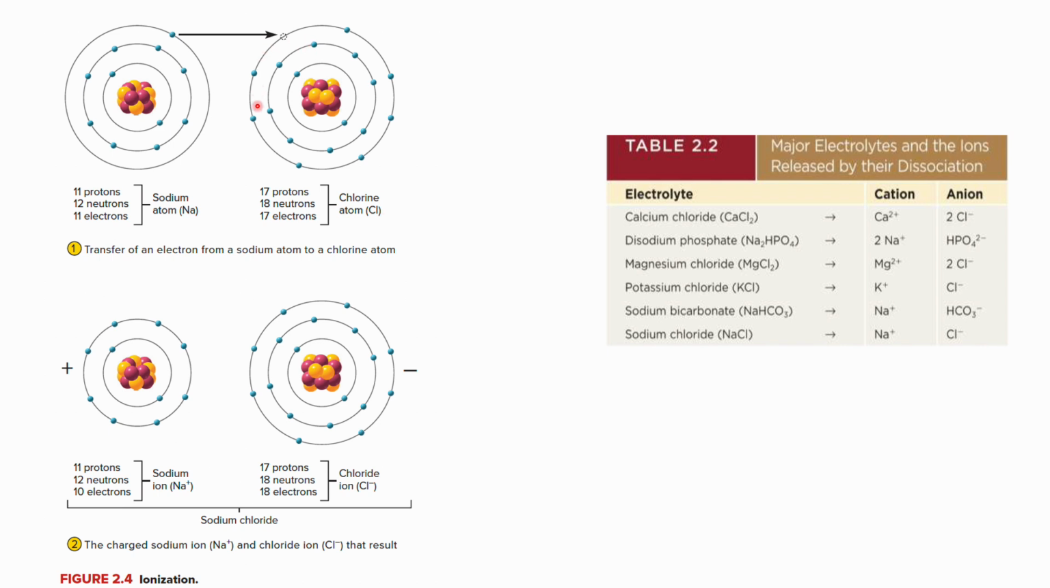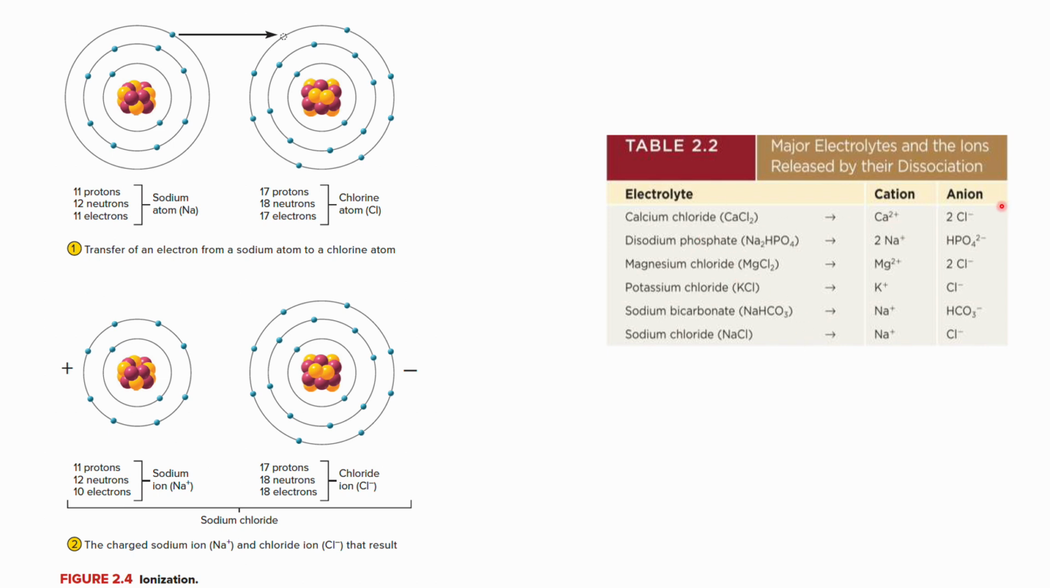Chlorine with its valence electrons there. The transfer of an electron from sodium to chlorine now gives us sodium chloride. We lost an electron there, so it is positive. We gained the electron here, so it is negative. So this is a charged sodium ion and a chloride ion that then results. This is ionization. And here we have the electrolytes that will be produced when we place these salts in water.